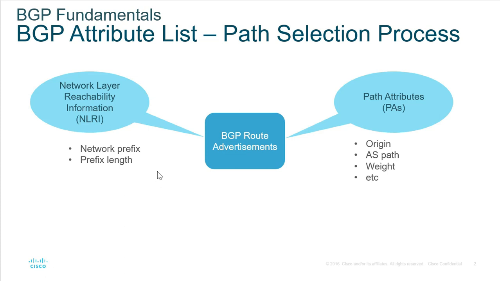Along with this NLRI, it will also send the path attributes, which are attributes yang boleh membantu atau mempengaruhi router untuk buat decision which is the best path. So, antara benda yang dia hantar adalah origin, AS path, or weight, and etc. Yang kita akan tengok in this video. Some of these attributes you have already seen when you created or configured the basic BGP, multipath BGP, and you've seen this in the BGP table.